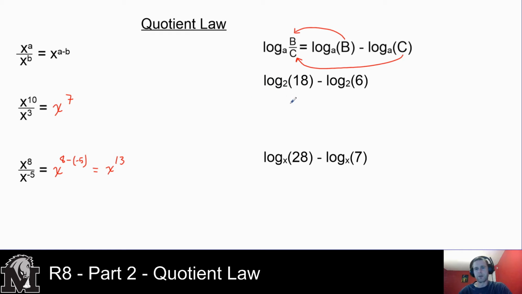Log base 2 of 18 minus log base 2 of 6 ends up being log base 2 of 18 over 6. Now we can actually simplify this to get log base 2, and then 18 divided by 6 is just 3. So log base 2 of 3 is the simplest form of this one. The one below, we have log base x of 28 minus log base x of 7. So again, we have two logarithms separated by subtraction, so we can combine that into one, which gives us log base x of 28 over 7. And again, we can simplify our argument. So log base x of 4.